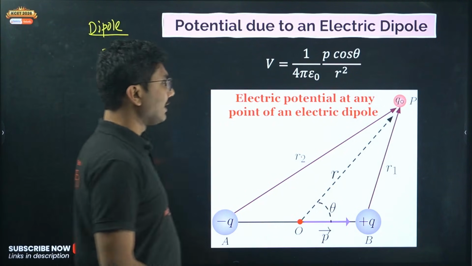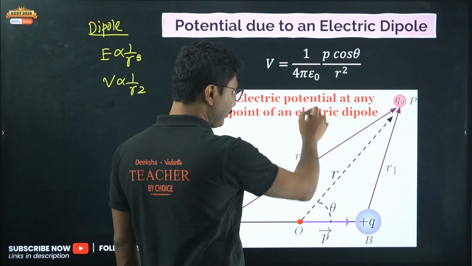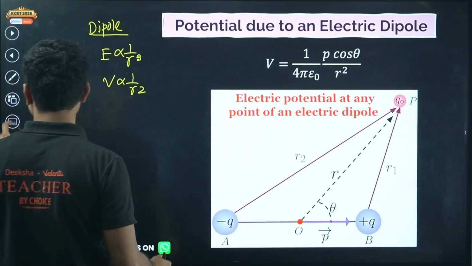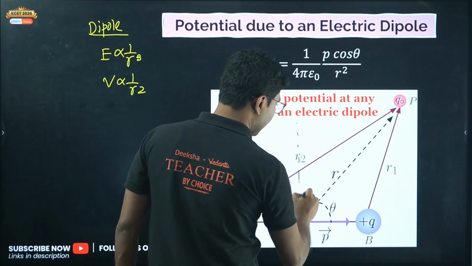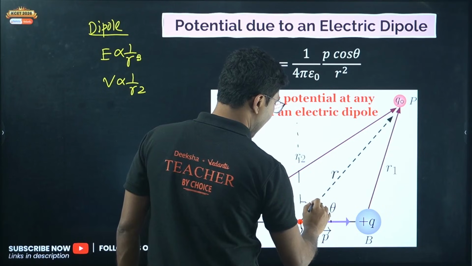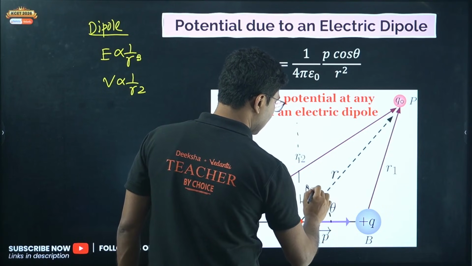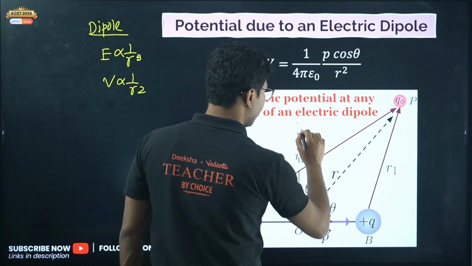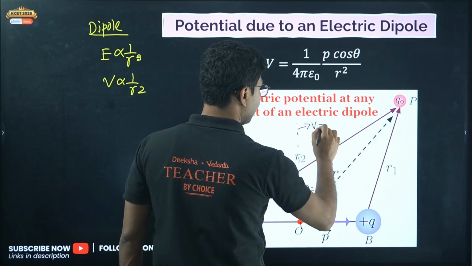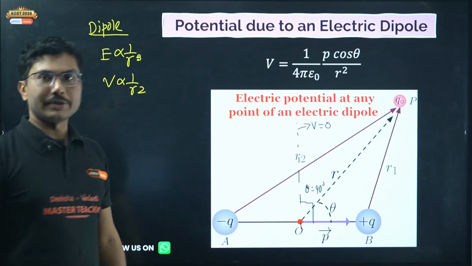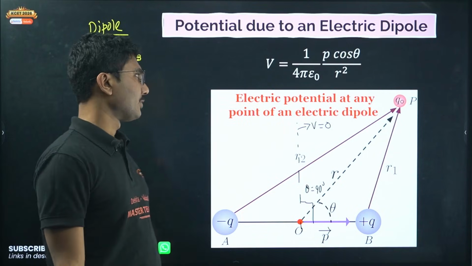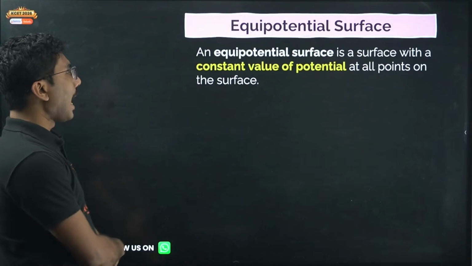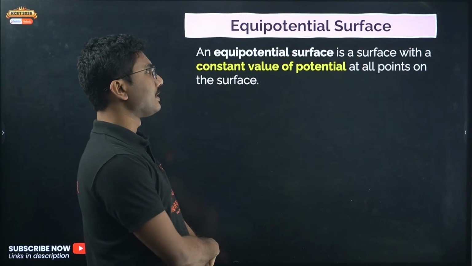Also, if theta is 90 degrees, that is the equatorial plane, then along the equatorial plane electric potential is 0, because the angle theta is 90 degrees. So along the equatorial plane potential is 0. Based on this we sometimes see some objective MCQ questions. Let's move on.